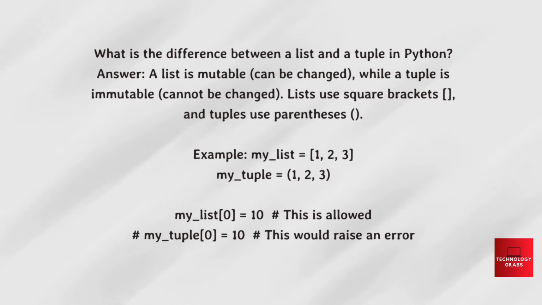What is the difference between a list and a tuple in Python? Answer: a list is mutable, can be changed, while a tuple is immutable, cannot be changed. Lists use square brackets, and tuples use parentheses. Example: my_list = [1, 2, 3]; my_tuple = (1, 2, 3). my_list[0] = 10 is allowed. my_tuple[0] = 10 would raise an error.